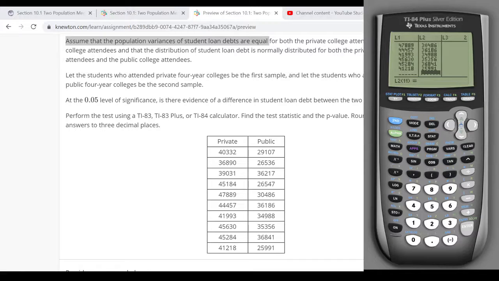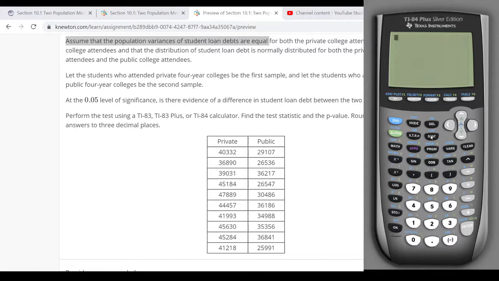And I'm back, and I've entered down list L1 the private student debts and down list L2 the public student debts, the 10 of them. It took a while, but I got there. Now let's get out of here and run this two-mean t-test.